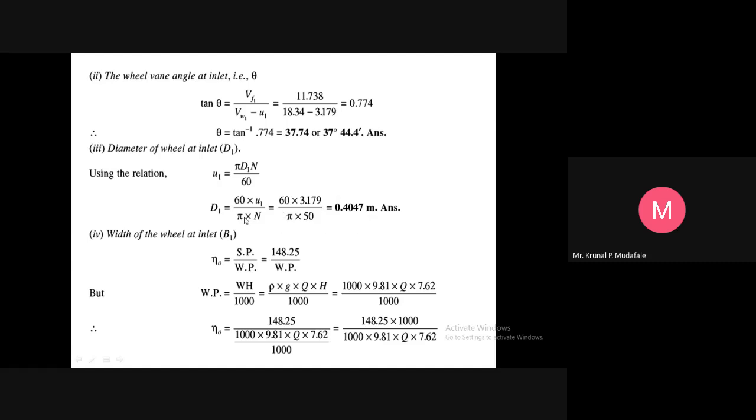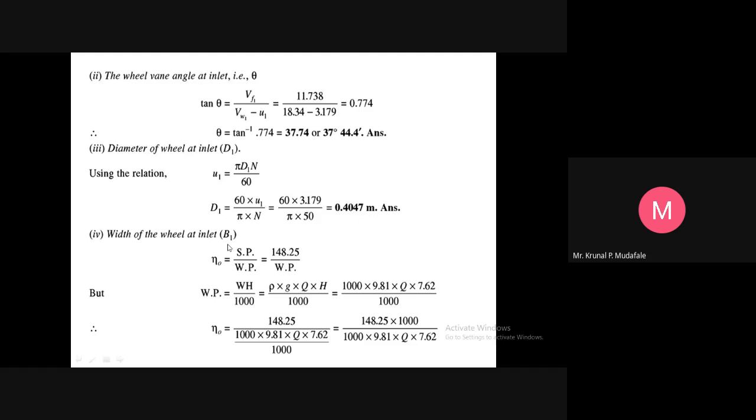you will get the diameter at the inlet in terms of the meter, because your velocity is in terms of meter per second, so your velocity अगर मीटर में पुट किया है तो डायमीटर किसमें मिलेंगे? ऑब्वियसली मीटर में मिलेंगे। तो हियर the answer is 0.4047 meter। okay, our third target is also achieved. Now the fourth and the last target, how can we find out the width of the wheel at the inlet, is indicated by B1.